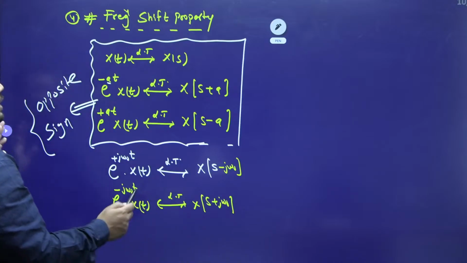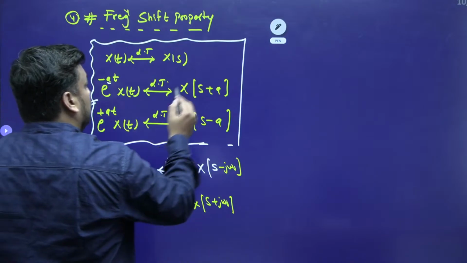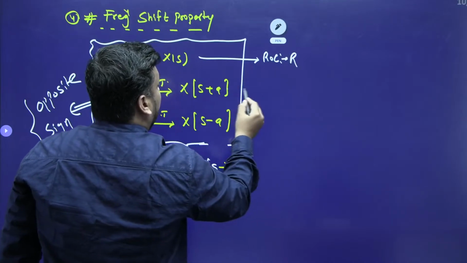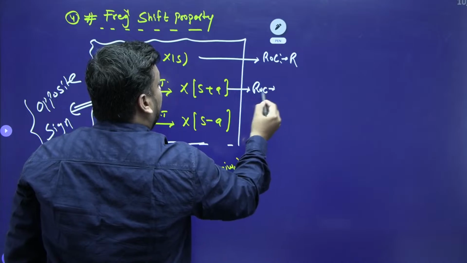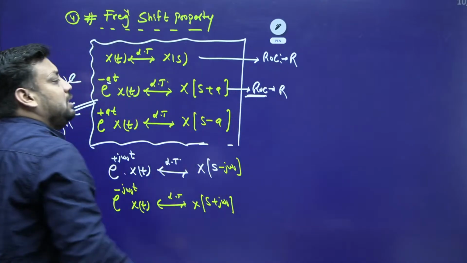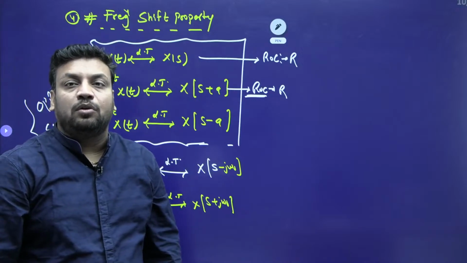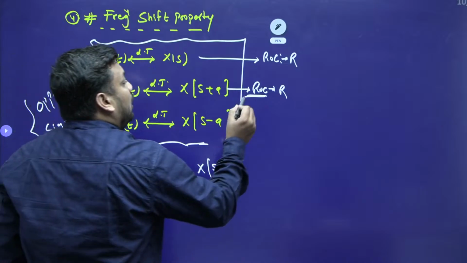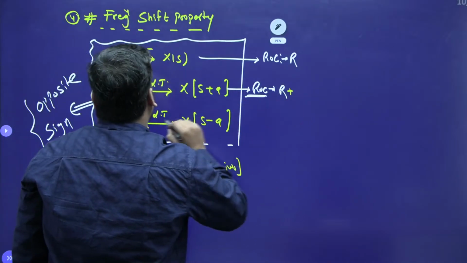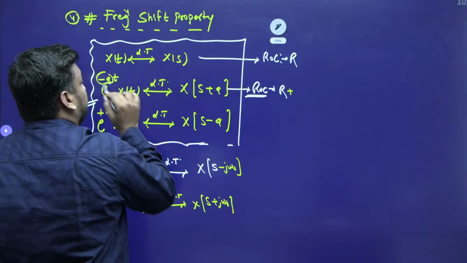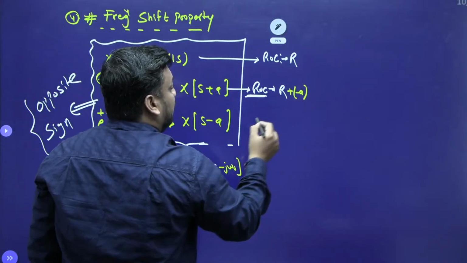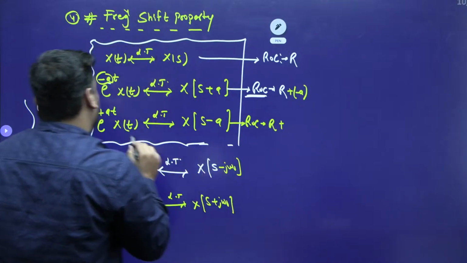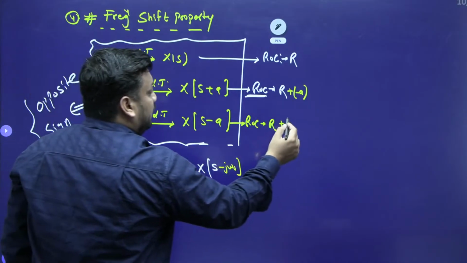But what is the difference between these two? If this is having the ROC R, then what is this having? You should write the ROC with s plus a. Frequency shifting affects the ROC because frequency shifting affects the pole. So the ROC is sigma plus whatever this value is. So here I must write minus a. Here I must write the ROC as R plus whatever the coefficient of t. So here I am writing plus a.